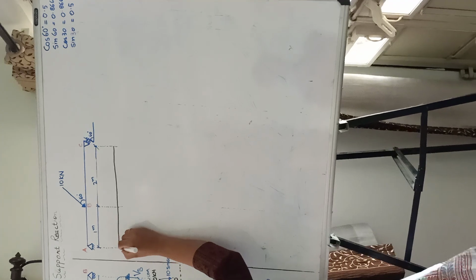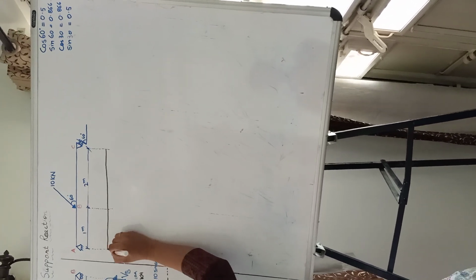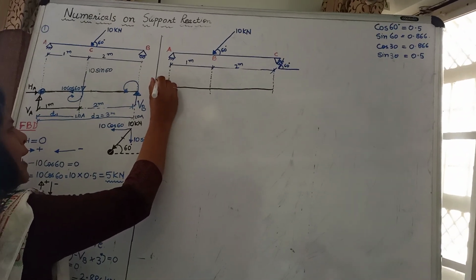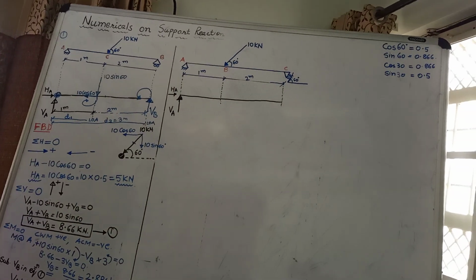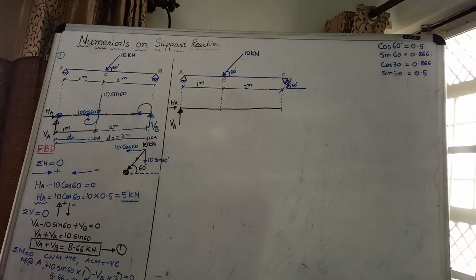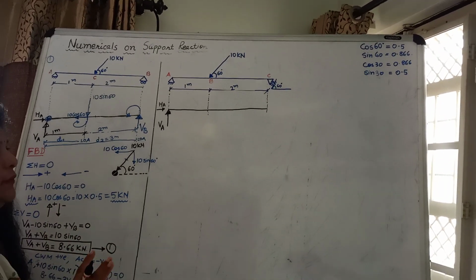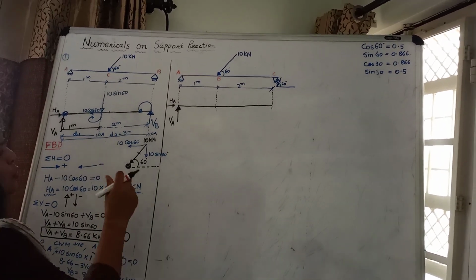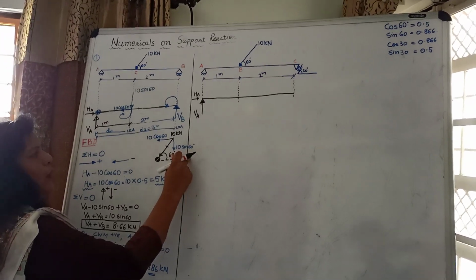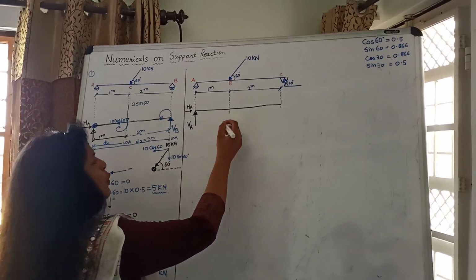So we will have two reactions, one vertical reaction VA and another horizontal reaction HA. As already told to you, we are assuming the directions, not considering whether they are upward and negative or positive. Now again, 10 kilonewton at 60 degrees, so we will consider this inclination. What will be its components? 10 sin 60 and 10 cos 60, which I can show over here.